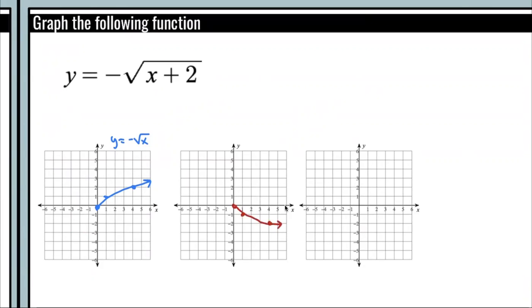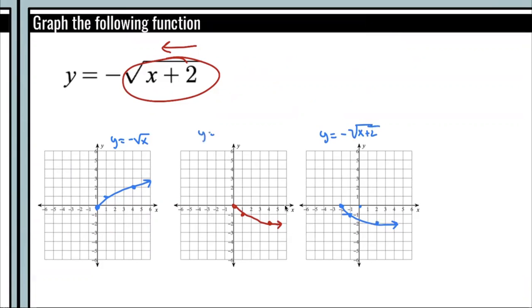Right, and now we have +2 on the inside. When you have +2 on the inside, that means we're gonna go to the left 2 spaces. So this graph is gonna go to the left 2 spaces. So instead of being here, we're gonna start here. And then we're just gonna go down 1 over 1 and then down 1 over 3, 1, 2, 3. And that's our graph. This is y equals negative square root of x plus 2.